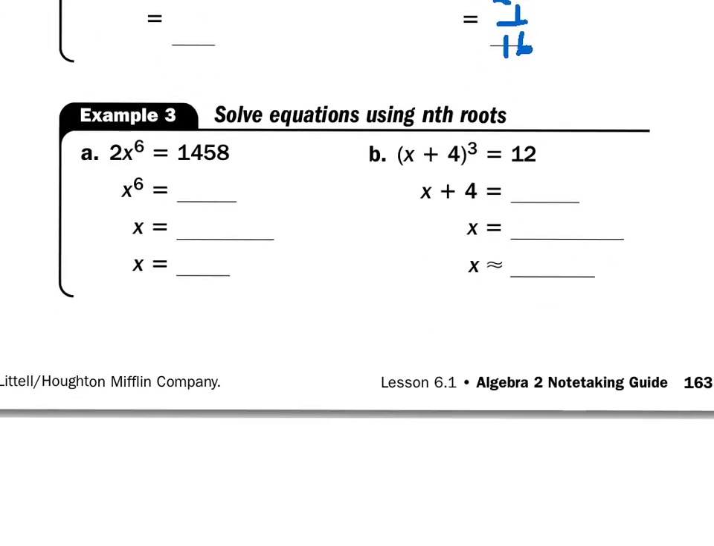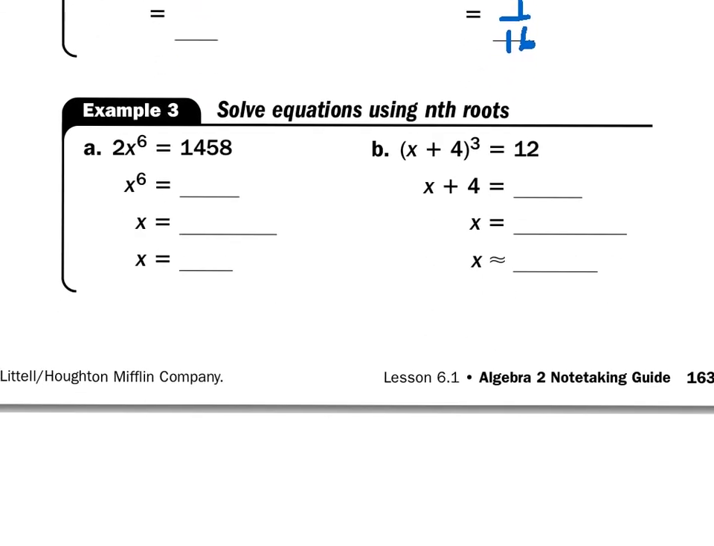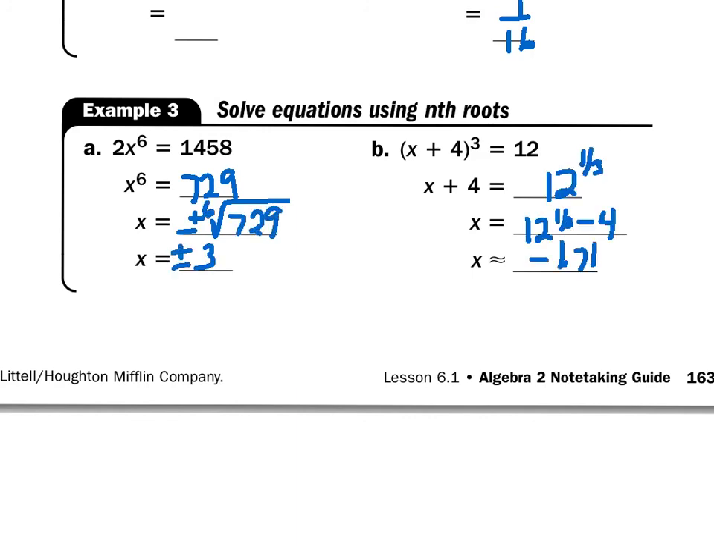Example 3. Solve equations using nth roots. First thing you do is isolate the x, so we need to divide off the 2, and that would leave us with 729. And then we need to take the 6th root of both sides, plus and minus the 6th root of 729.